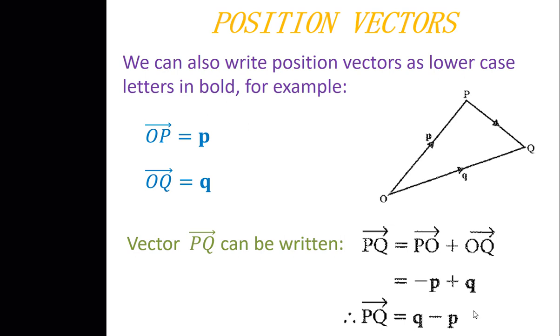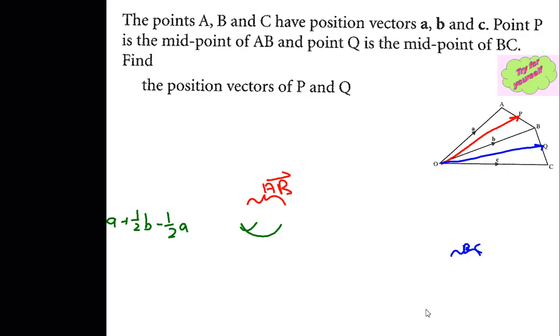So that's interesting. Okay, continuing on, same page. The points A, B, and C have position vectors. This is a try for yourself, so feel free to pause and try it, and then see if you get the same answer as me. Points A, B, and C have position vectors a, b, and c, position vectors because they start at point O. Point P is the midpoint of AB, so right in the middle. And point Q is the midpoint of BC. Find the position vectors of P and Q in terms of a, b, and c.